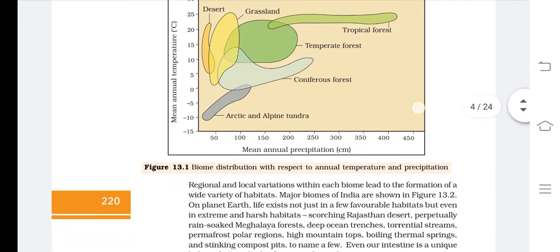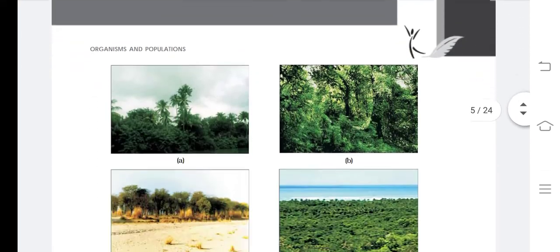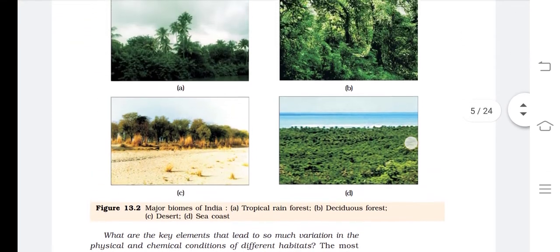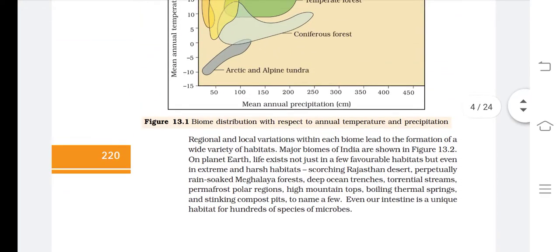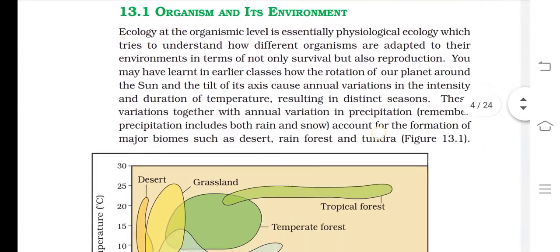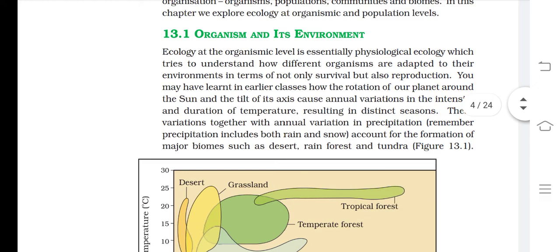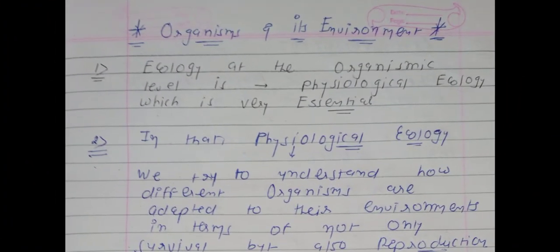There is a graph, and we will also learn about this graph. Some other images and diagrams are also there. So in this question we will learn many new things. Different types of MCQs and one-liner questions are also there. Again we will use the same method of easy language notes for this question. The title is organisms and their environment.